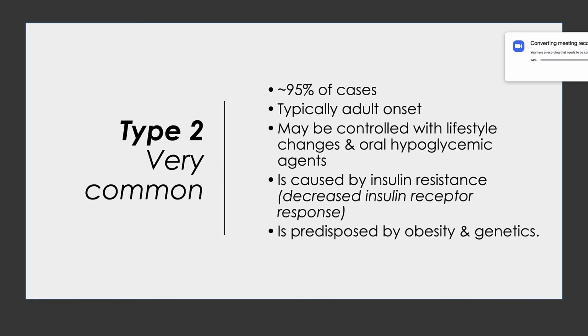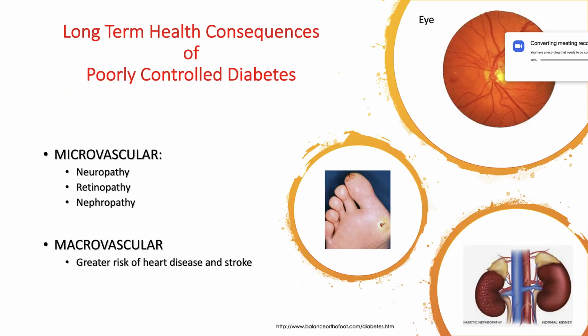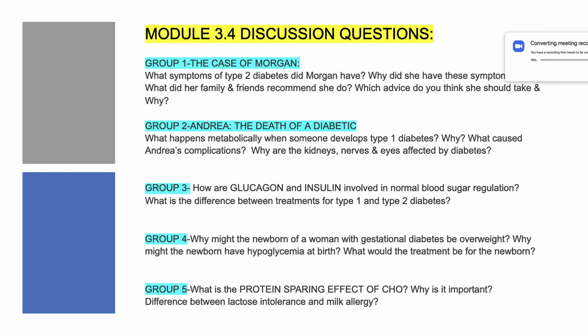Looked at the difference between type 1 and type 2 diabetes, with type 1 being a smaller percentage and type 2 being most of the cases, but we are starting to see them in children because of weight issues. The early warning signs and symptoms, what I call the polys, as well as looked at the consequences, macrovascular and microvascular complications. We had discussion questions. Please make sure you review those and looked at the case studies. Make sure your answers are including what we talked about in class.